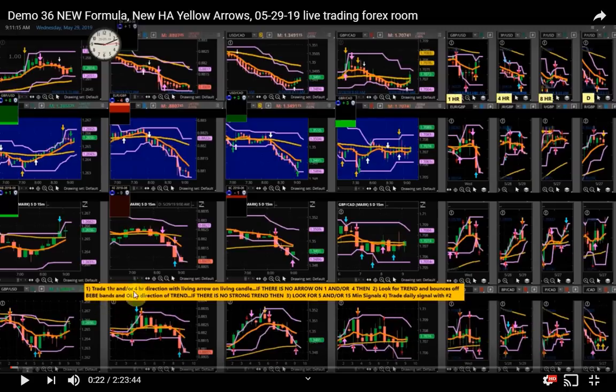Look, trade one and/or 4 hour direction. There's no 5-minute yellow, trade 5-minute yellow there. Look at number 2: trade the trend with bounces off BB bands and OLs. Basically, this refers to 1 hour orange lines, unless you're using a number 4, in which case sometimes it'll bounce off 5 minutes. In fact, a number 4 will bounce off 5 minutes virtually all day long.